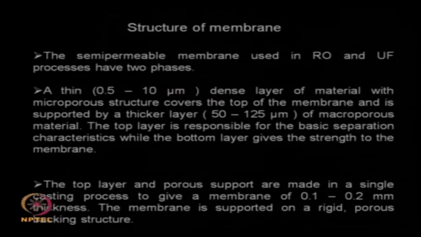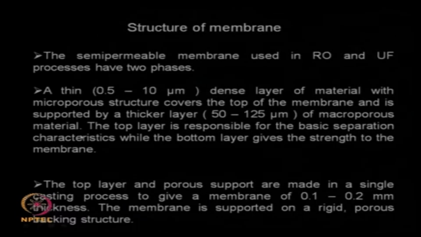Structure of membranes. The membrane will have two phases. You will have a thin dense layer of material with microporous structures, which could be about 0.5 to 10 microns. This structure covers the top of the membrane and it is supported by a thick layer, 50 to 125 microns, of macroporous material. So the bottom layer gives the strength to the membrane.